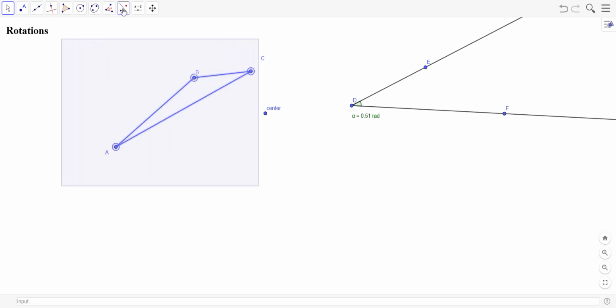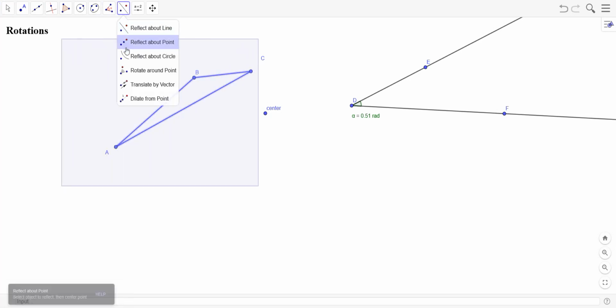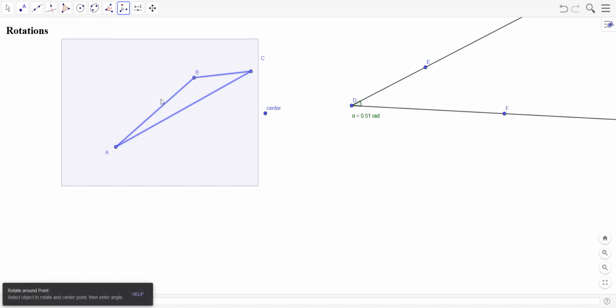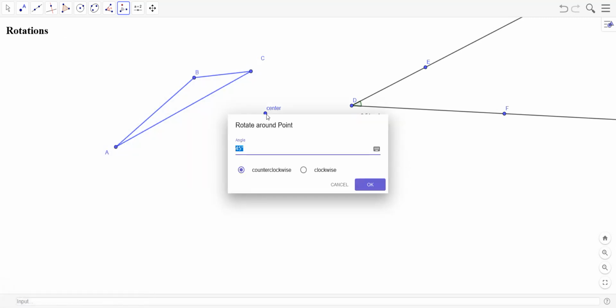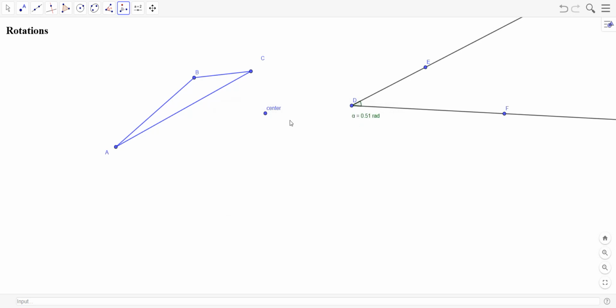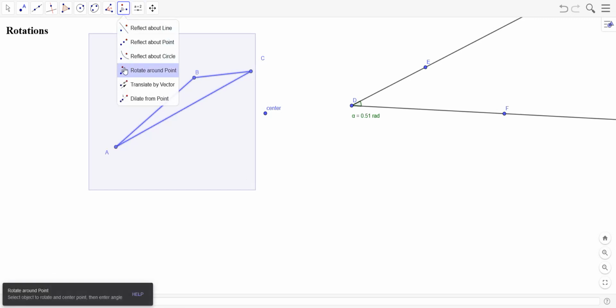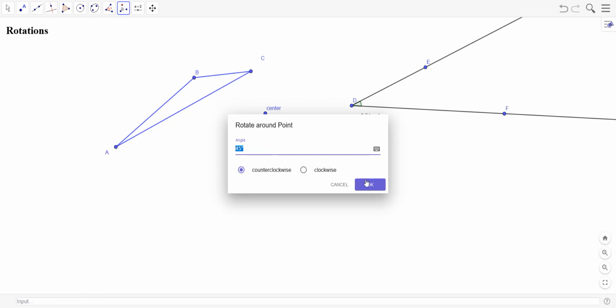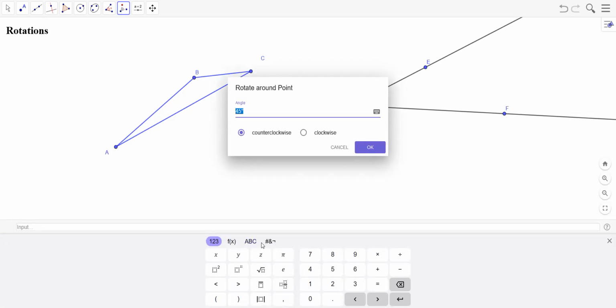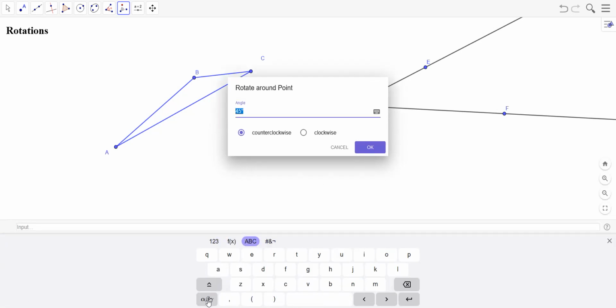Okay, and then we can select all of these at once, and then select rotate about a point. So you select your pre-image, then your center, and then you select the angle, which is this one right here, alpha. Let's try that again. It's a Greek letter, so we may have trouble with that. So select that, rotate around the point here, and we want to select alpha. Here we go, from our keyboard. There's our alpha.